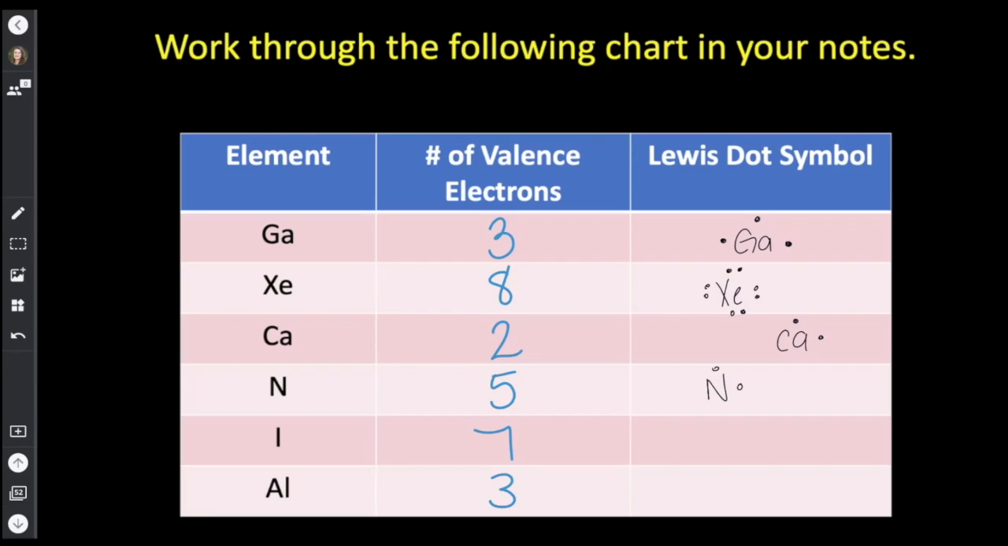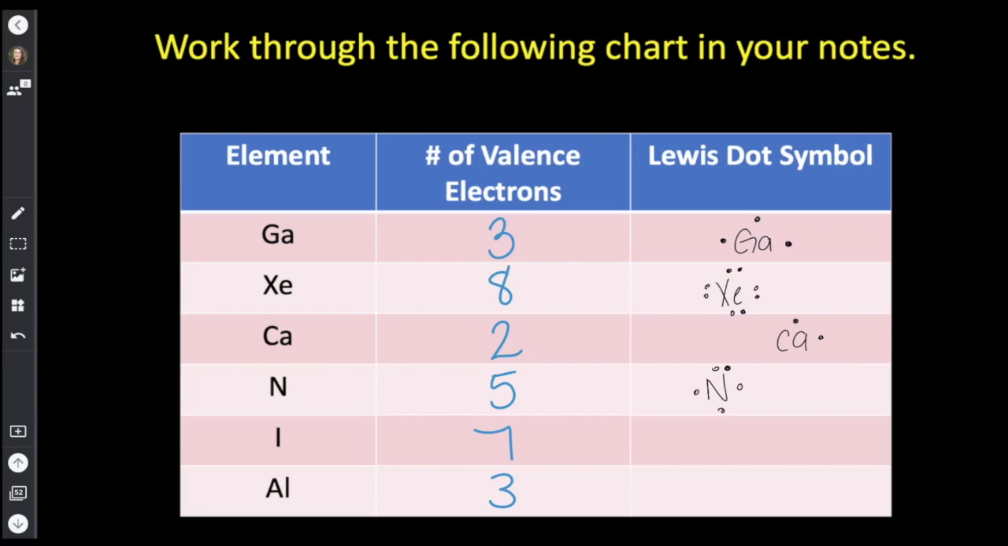1, 2, 3, 4, 5. Doesn't matter which ones you double up, but you'll notice as we go through this and start building Lewis dot structures that it'll be easier to put them in different locations. We'll see that more in next class.